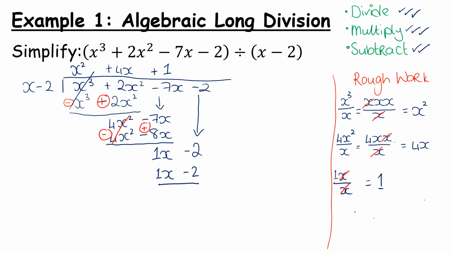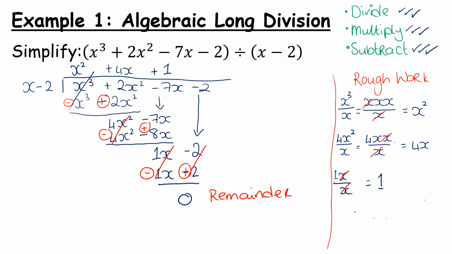And that's my multiply done. And our last step then is subtract. So we get a minus here and a plus here. So we're left with no remainder. Okay, so this is my remainder. So that was our final subtract. So it's divide, multiply, subtract, divide, multiply, subtract.